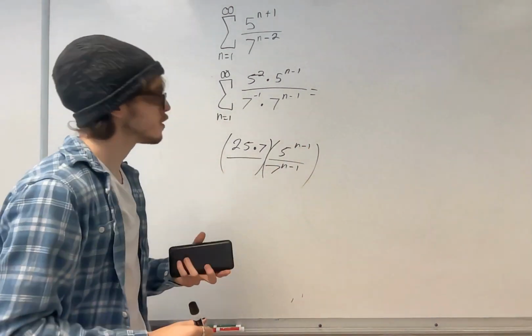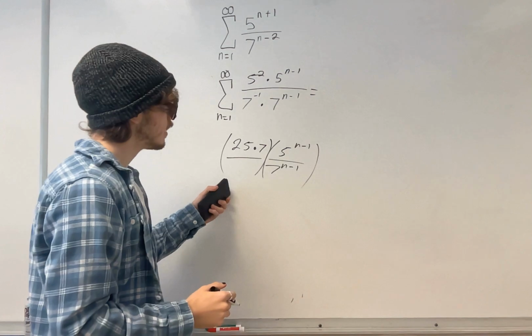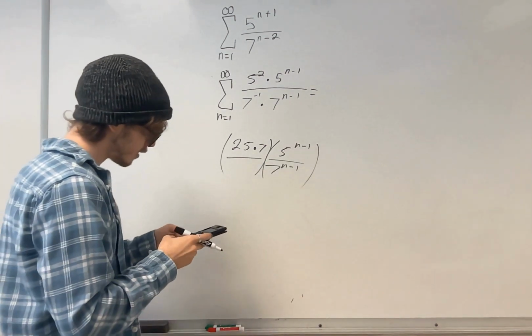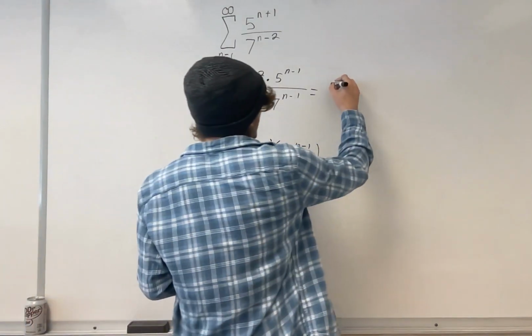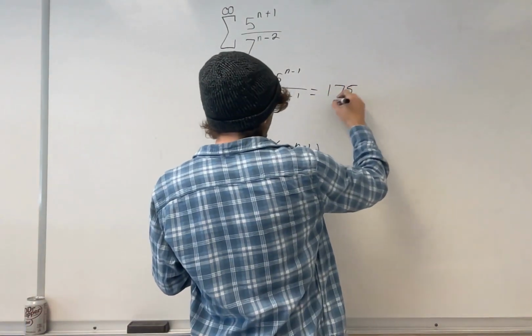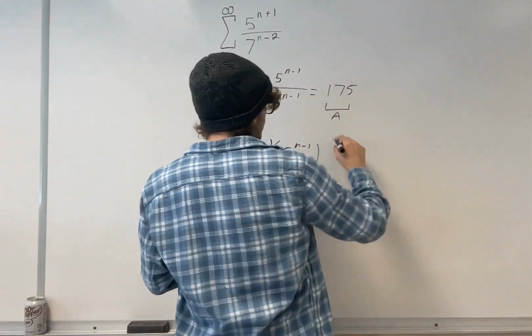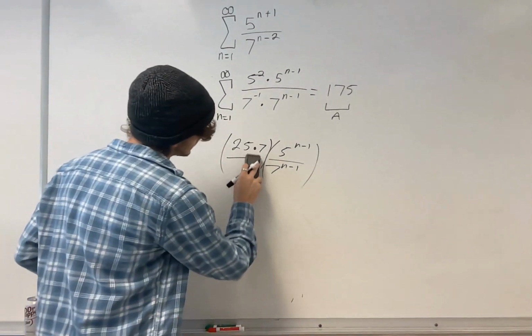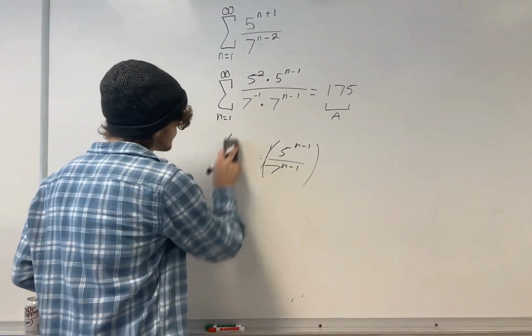And now you should be able to see that we have a times r to the n minus 1. Let's take 25 times 7. That's going to be 175. This is our a value. Alrighty. And then I'm just going to erase this here for simplicity.